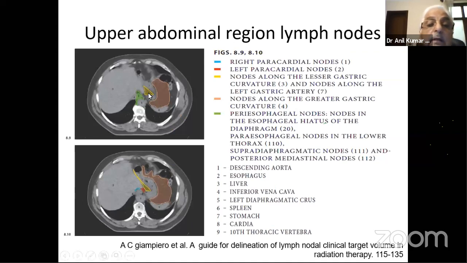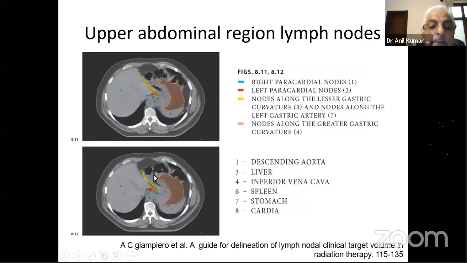So you will target porta hepatis, then you will target lymph nodes along the lesser curvature. This is the stomach. 7 means stomach, and yellow are lesser curvature lymph nodes. This purple, whatever pink color, is the greater curvature stomach lymph nodes. Here also you can see these are the cardiac lymph nodes. This is the stomach in between. This coming like this. They have not put a contrast here, but we do put a contrast to see.